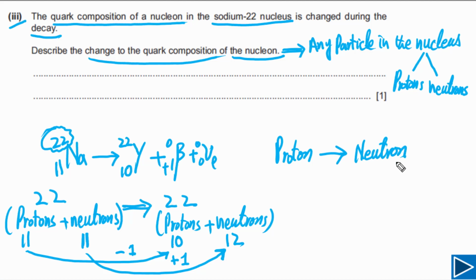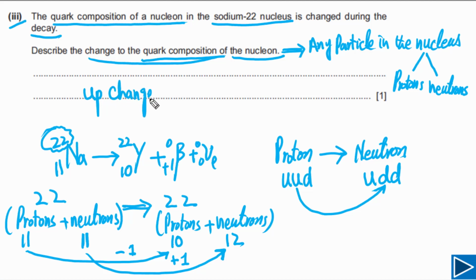Proton decays to neutron. The quark composition of a proton is 2 up quarks and 1 down quark, and a neutron has 1 up quark and 2 down quarks. Describe the change to the quark composition. So simply we can say in this case 1 up quark decays to a down quark. So we can write down in this case an up quark changes to a down quark. That is the change in quark composition.